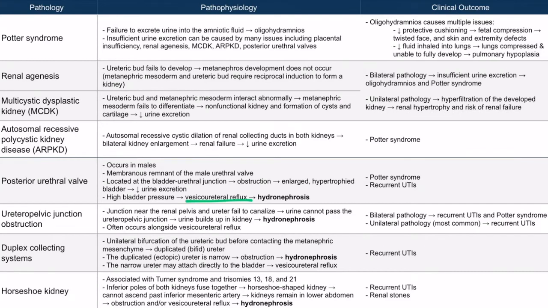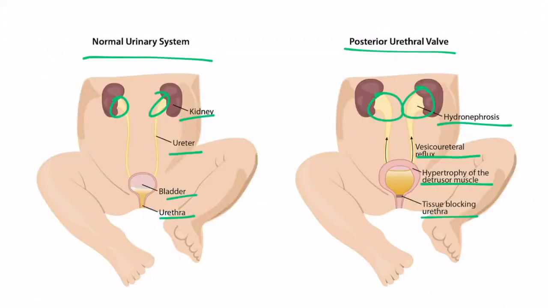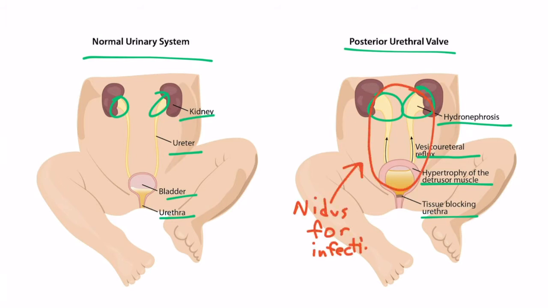This reflux and hydronephrosis actually predispose the patient to recurrent UTIs. And that's a logical outcome because urine isn't moving out of the body as it should. And all this urine just hanging out up here creates a nidus for infection. And that can be bladder infections, cystitis, or kidney infections, pyelonephritis.